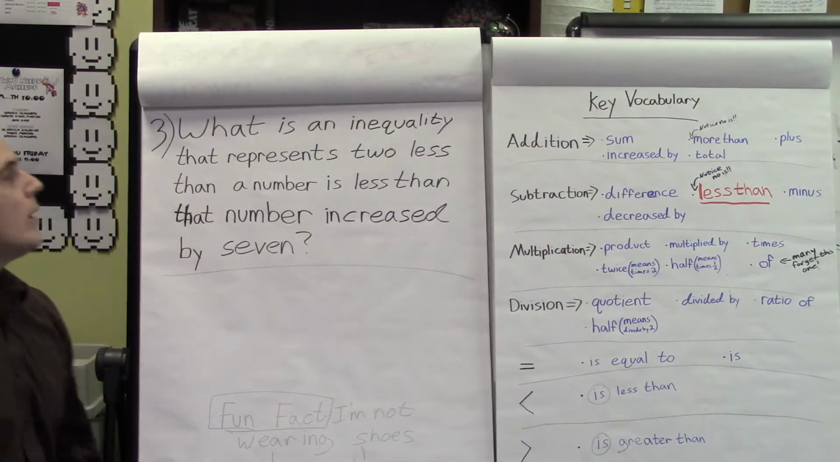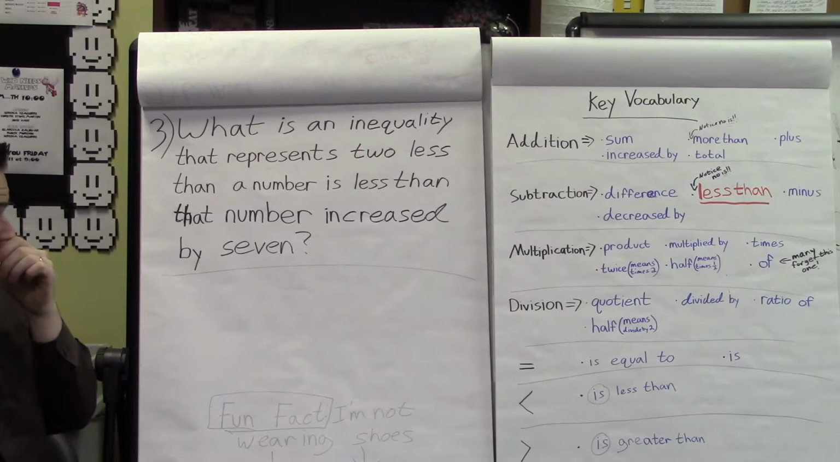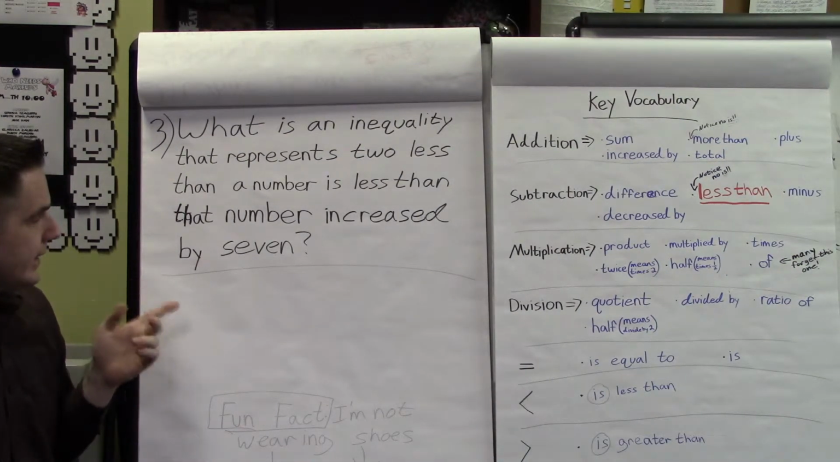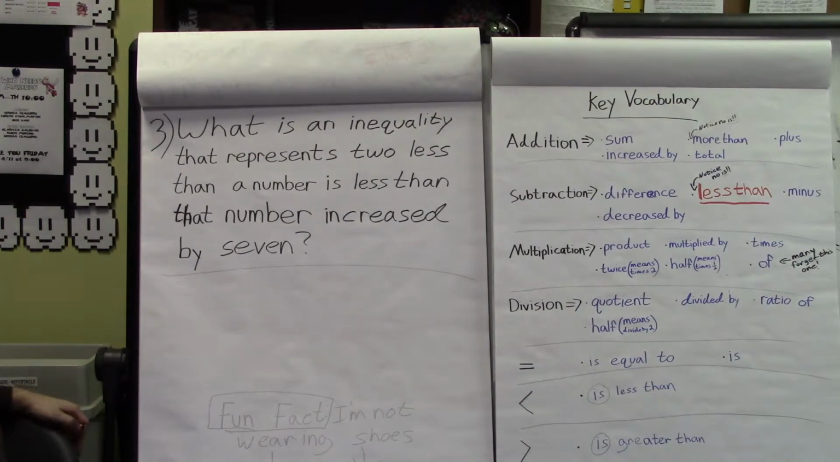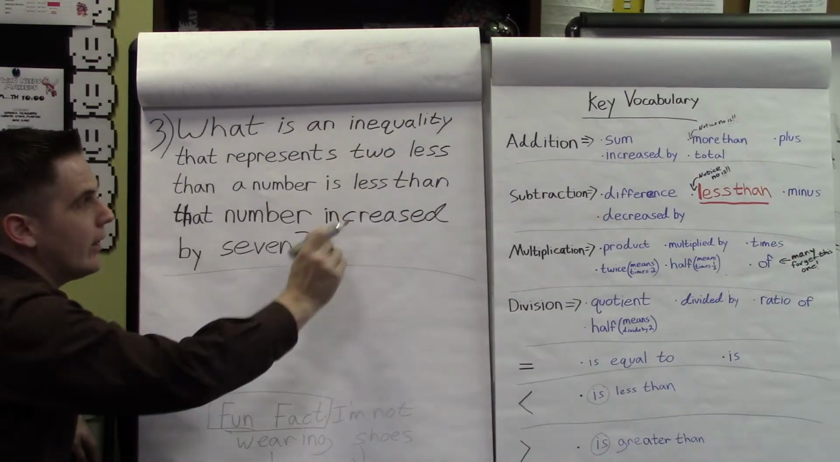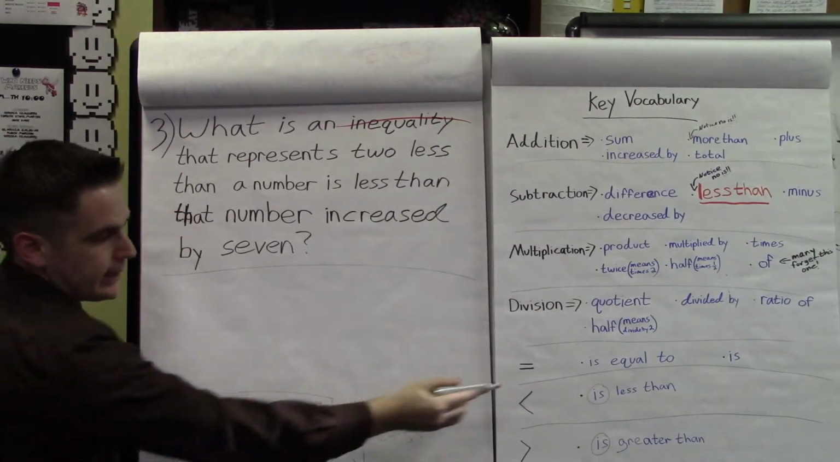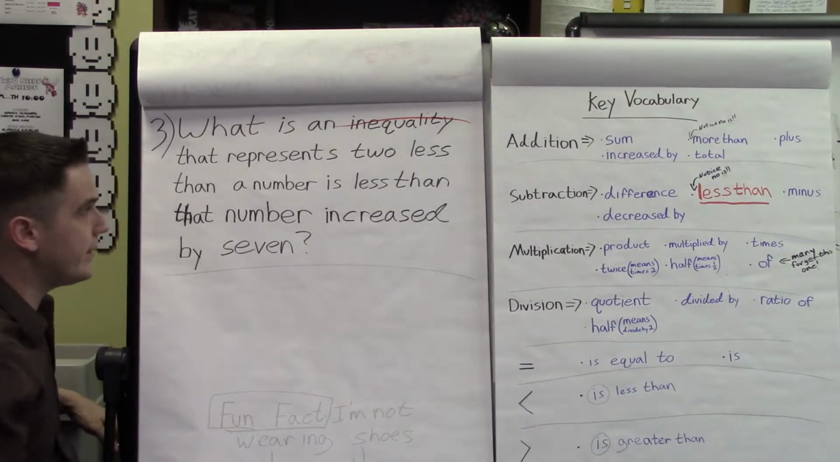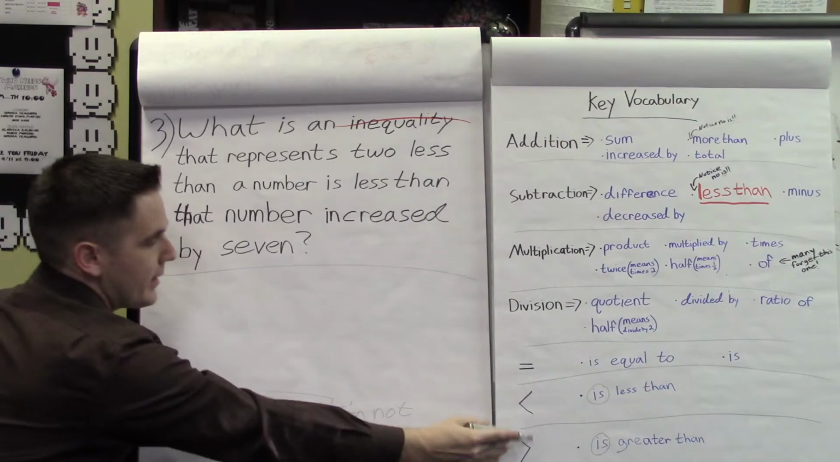Final example, what is an inequality that represents 2 less than a number is less than that number increased by 7. Okay, lots of words there. It's alright. What is an inequality? Alright, that's telling us it's going to be one of these. We don't know which one yet though, so don't commit anything to paper. But we know that that's what we're leading to.